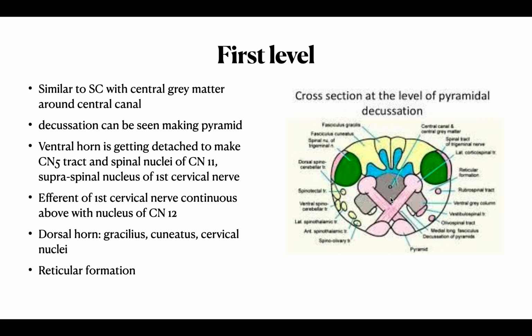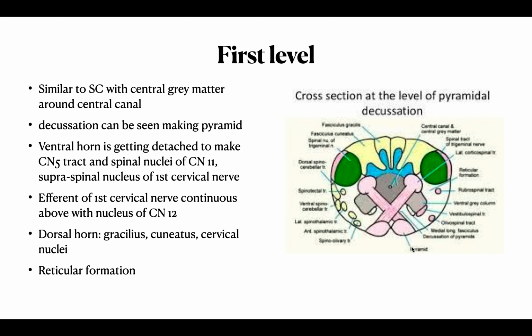Oh, sorry. So the efferent of the first cervical nerve is continuous with the nerve above, so it's continuous with the nucleus of the 12th cranial nerve. And then the dorsal spinocerebellar tract, or the dorsal horn, is going to be made out of the gracilis, cuneatus, and cervical nuclei. And the reticular formation is going to be an important part of the first level, and it's important for proprioception.